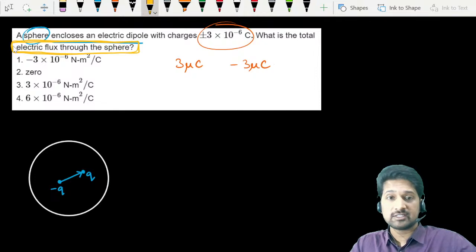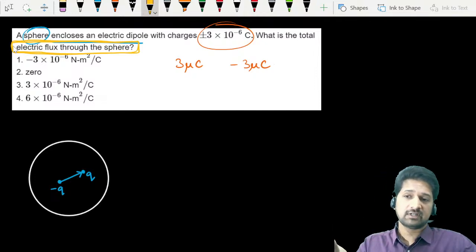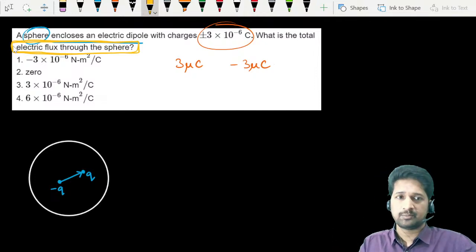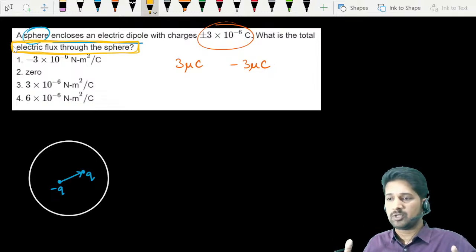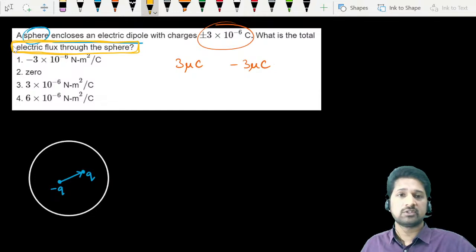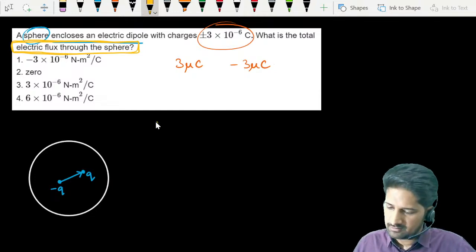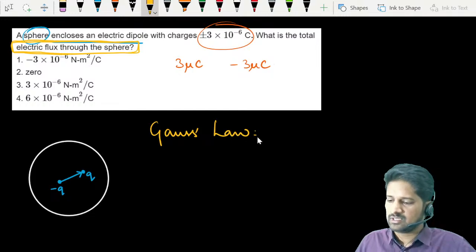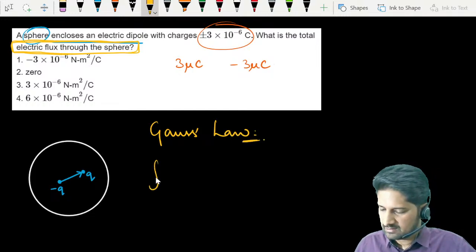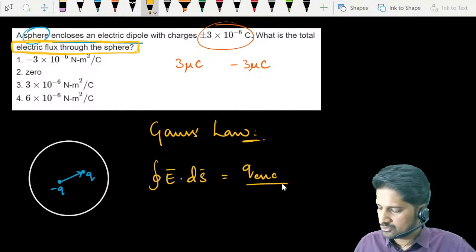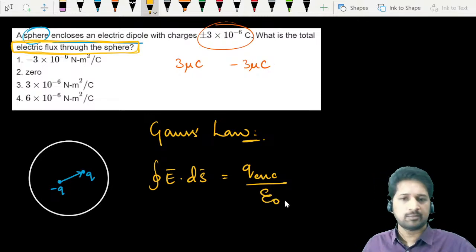So what is the concept on which this is based? What is a sphere? It is a closed surface. And you need the electric flux through the sphere. Now which concept talks about net electric flux through a closed surface? Gauss law. Gauss law states that the net electric flux through a closed surface is the total charge enclosed by the surface divided by epsilon naught.